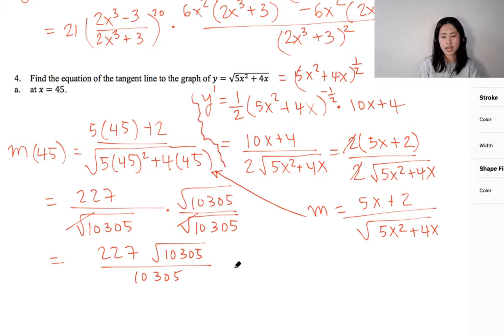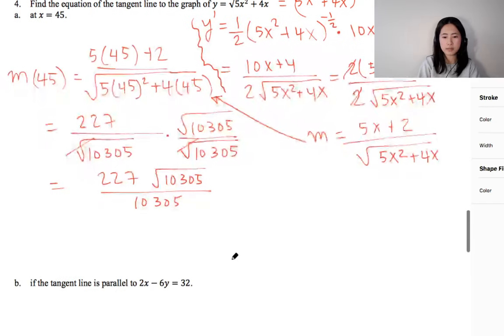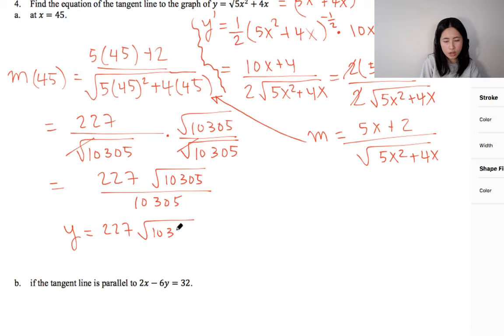Okay, great. So once we have our slope, all we have to do is set up our equation of the tangent line, and I'm just using y is equal to mx plus b. So y is equal to m. We know that m is 227 square root of 10,305 divided by 10,305, times x plus b. Okay, so we're not yet done because we don't really know what b is, right? So therefore, we know that x is equal to 45, so this has to be 45. And then for y, all we have to do is find y based on our function. So all we have to do is plug in 45 and see what our y will turn out.